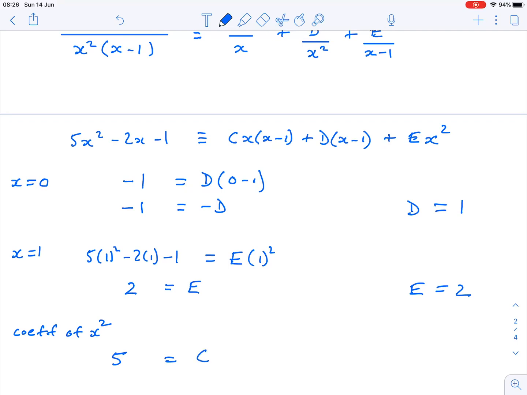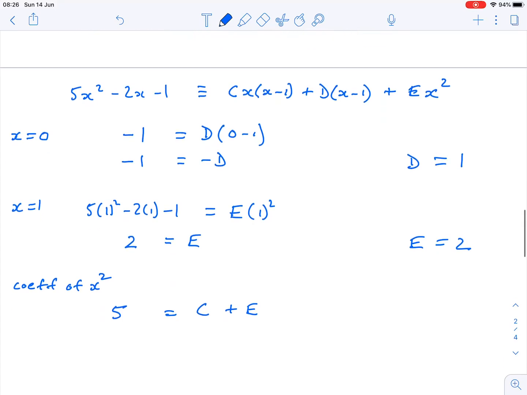The middle term doesn't involve any x squareds, and you can see I've got e of them in that final term. But I know that e is 2, so 5 is equal to c plus 2, meaning c is 5 minus 2, to give the answer c is equal to 3.